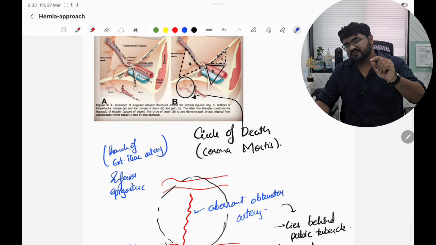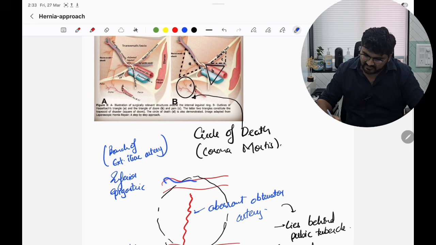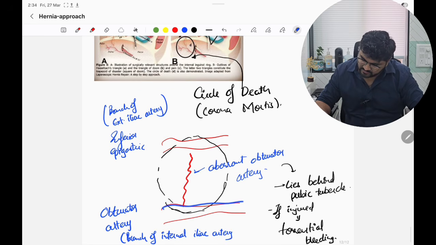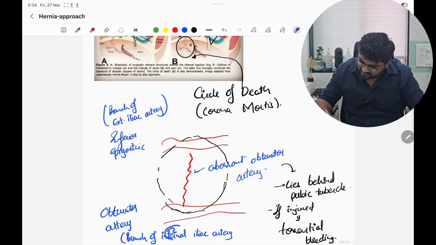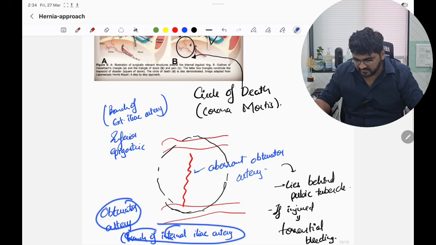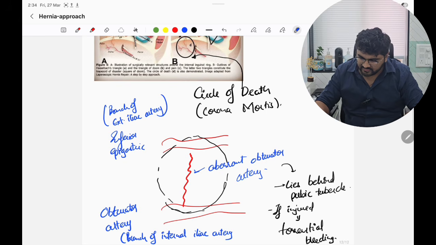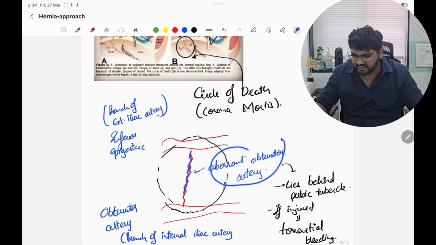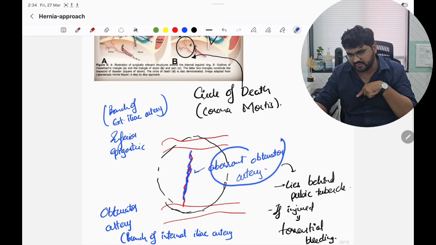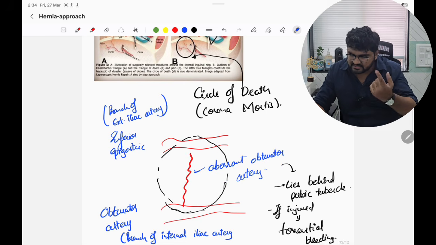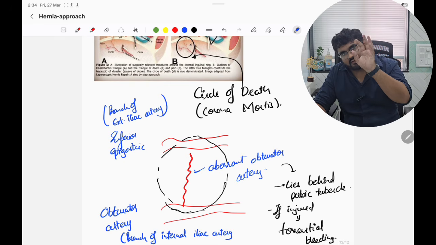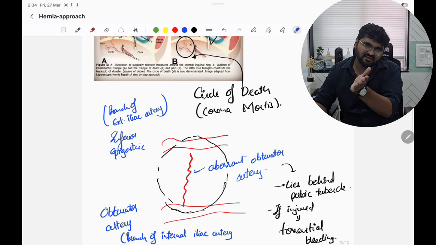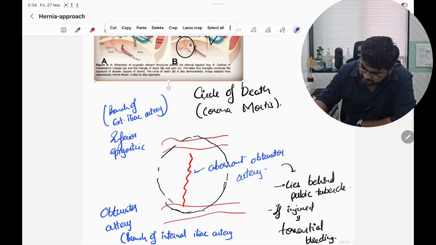So the last part I want to discuss here is the circle of death. Here, you see the inferior epigastric artery, and here you have the obturator artery. The inferior epigastric artery is a branch of the external iliac artery. The obturator artery is a branch of the internal iliac artery. Through the inferior epigastric artery, there is an aberrant obturator artery which is going to the obturator artery, and this lies just behind the pubic tubercle. If this is injured during the surgery, or if you put a tacker there, it will bleed torrentially and can cause death. So it is known as the circle of death or corona mortis because it is forming a circle.